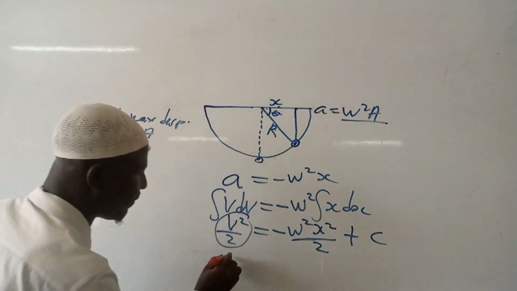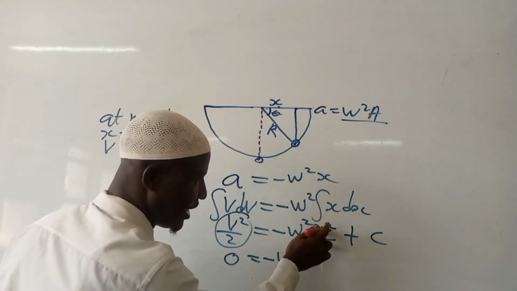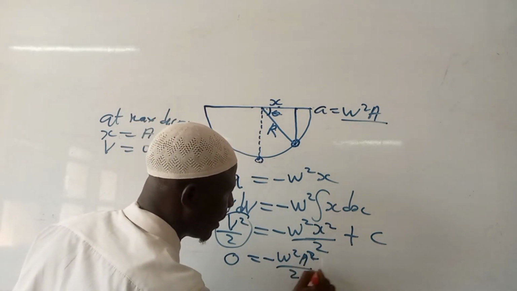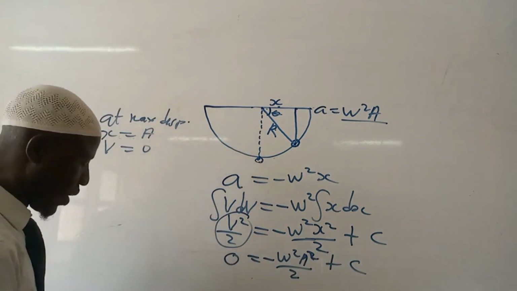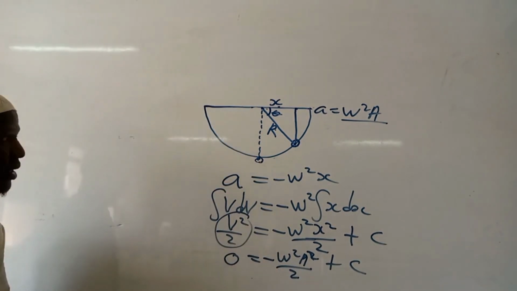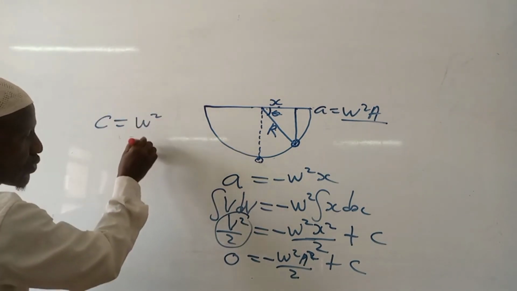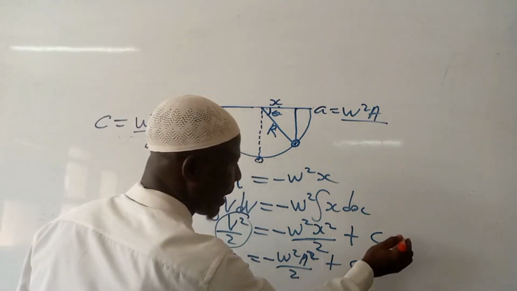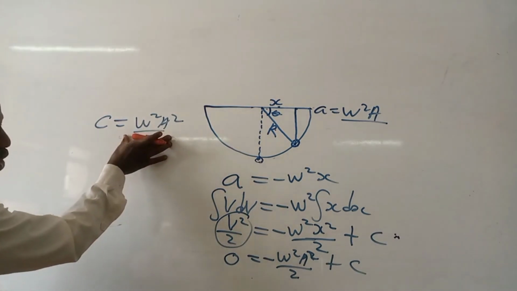So in that case, we are going to have 0 is equal to minus omega square, then this one becomes a square over 2, then plus c. So in that case, when you bring this one here, this implies that c is equal to omega square a square over 2. Then we now bring it back to this point. Substitute it here. So our c is equal to this.